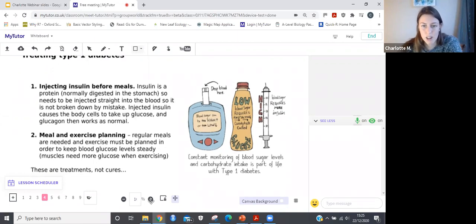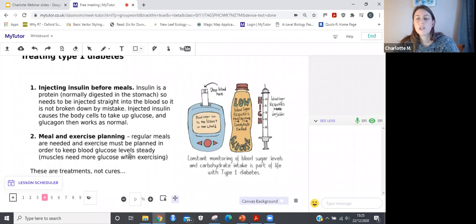And here there's a little kit here, constant monitoring of blood sugar levels and carbohydrate intake. So that's monitoring the glucose that goes in your food and that's present in your blood. It's part of life with type 1 diabetes. So you can do these little blood tests here to show whether your blood sugar is too high or too low, and then you know whether you need to inject. Now, some of you might have noticed that these are treatments, not cures. So this certainly gets around the problem of the body not producing any insulin, but it doesn't cure it.